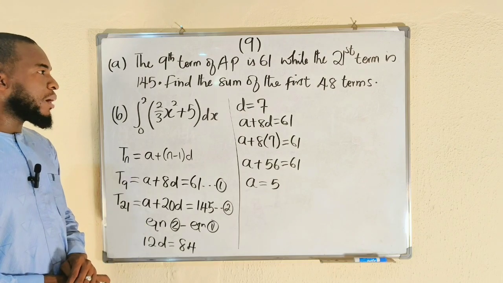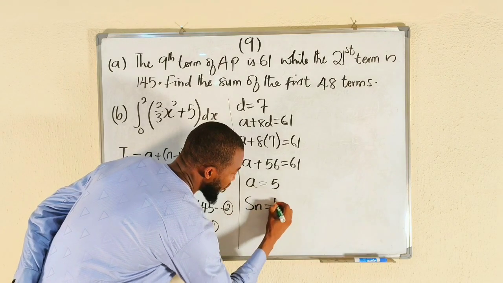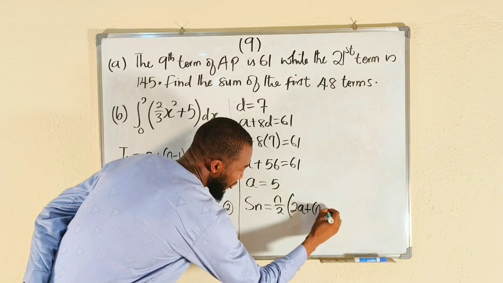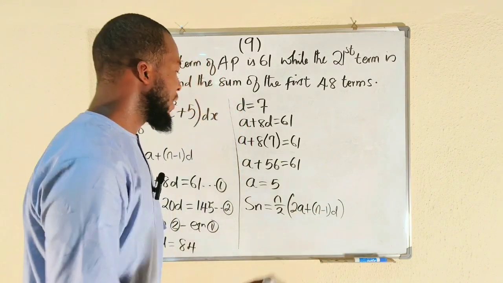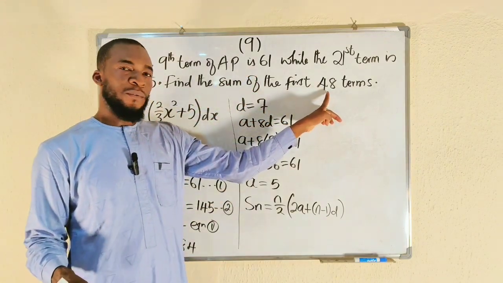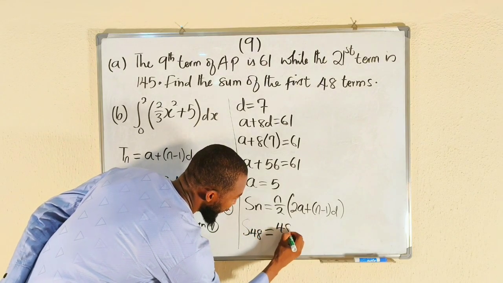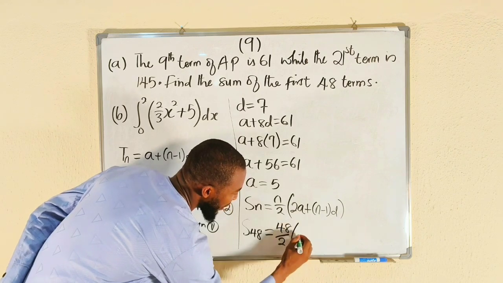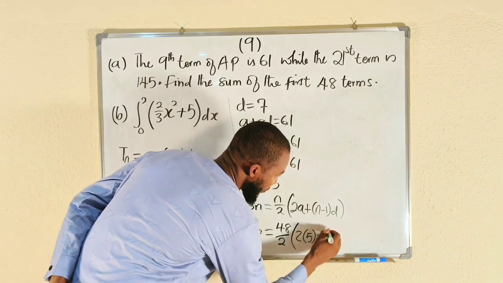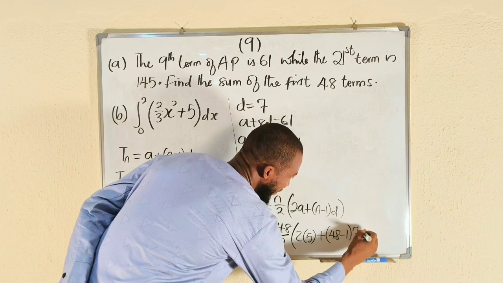So let us apply our formula for finding the sum of terms of an arithmetic progression. Sn is equal to n divided by 2 multiplied by 2a plus n minus 1 multiplied by d. This is the formula. So n is what? 48 according to the question, because we are looking for the first 48 terms. So S48 is equal to 48 divided by 2 multiplied by 2 times a, a is 5, then plus n, 48 minus 1, multiplied by d, which is 7.